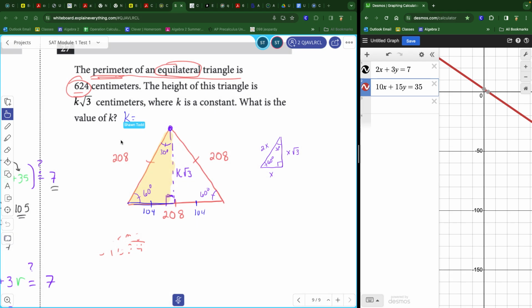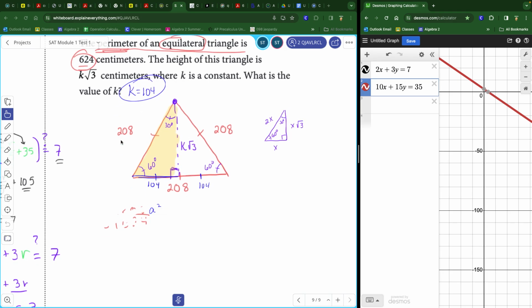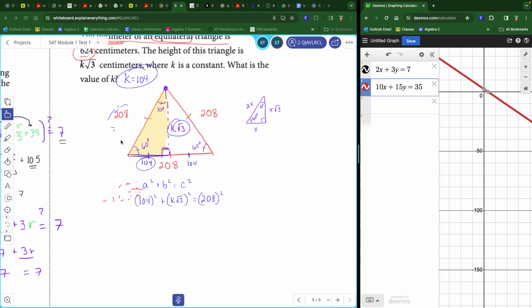You can kind of figure it out: k equals 104. Way number two is the old Pythagorean theorem, a squared plus b squared equals c squared, and you could use your two legs. Your legs are 104 and 208. Oops, your legs are not 104 and 208, Mr. Judd. Your legs are 104 and k root 3 right here. The hypotenuse is 208. So 104 squared plus k root 3 quantity squared equals 208 quantity squared.